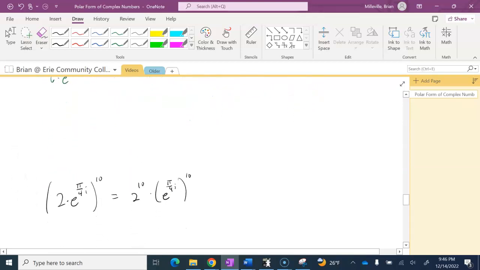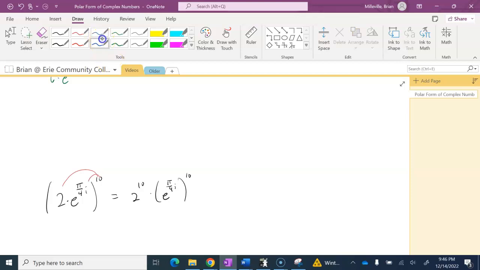Now let's do it for powers. Here we've got one of the examples from above, 2 times e to the pi over 4 i power. We're going to raise that to the 10th power. We have to remember, we're going to raise each factor to the 10th power. Something a little bit different happens in each case. When we do 2 to the 10th power, we just do that as normal. That comes out to 1024.